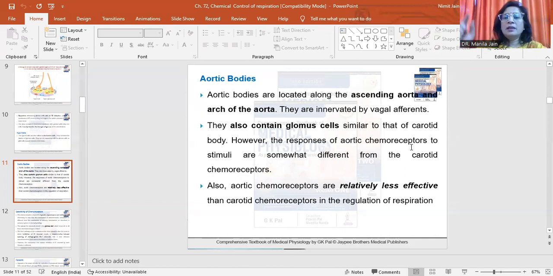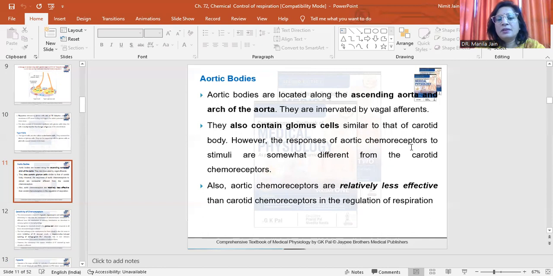So, where are they located? They are located along the ascending aorta and the arch of aorta. They also contain glomus cells similar to those of the carotid body, but the response is different.